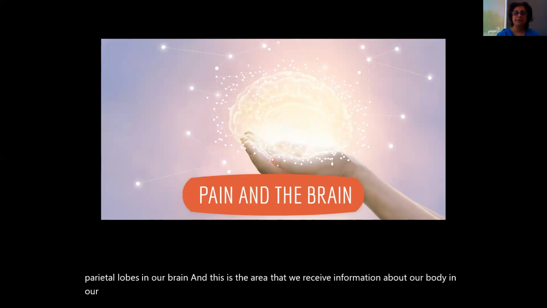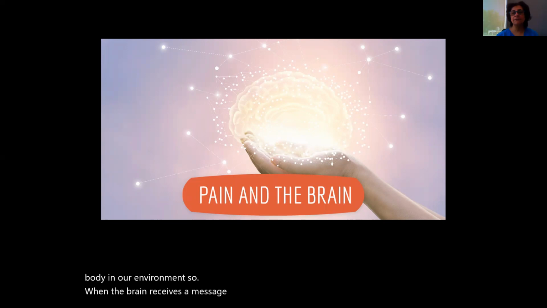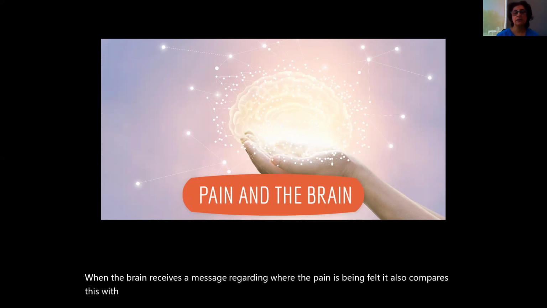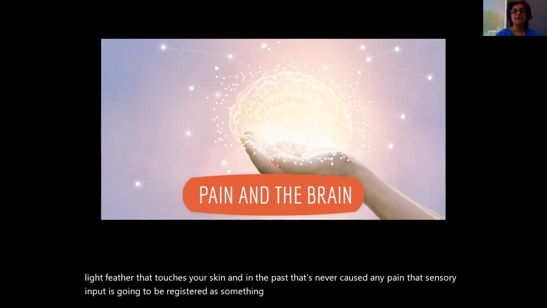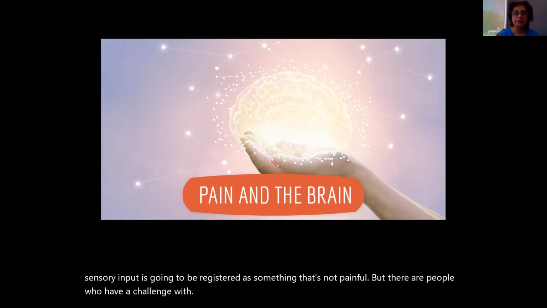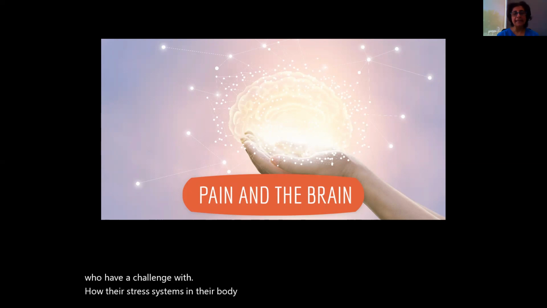When the brain receives a message regarding where the pain is being felt, it also compares this with your history of experiencing that same type of stimulus. For example, if a light feather touches your skin and in the past that's never caused you any pain, that sensory input is going to be registered as something that's not painful. But there are people who have a challenge with how the stress systems in their body are working, and that type of sensory input for some individuals is excruciatingly painful.